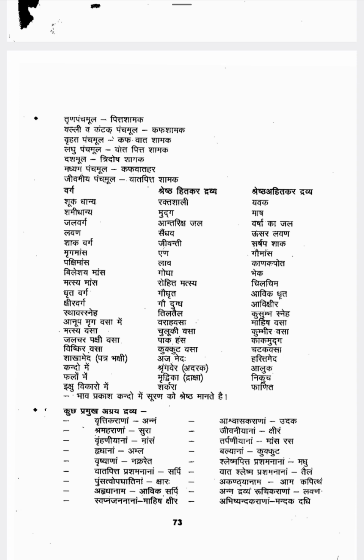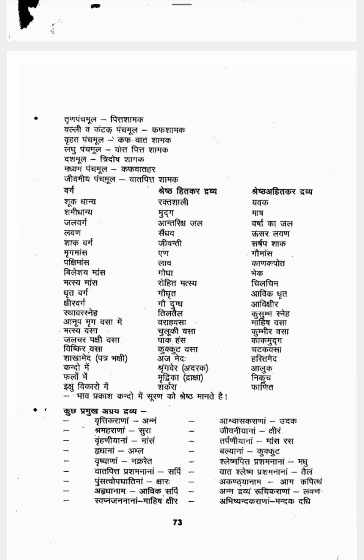Next one is Trina Panchamula, benefit is Pitta Shamaka. Valli Panchamula and Kantaka Panchamula, both are Kapha Shamaka. Brihat Panchamula is Kapha Vata Shamaka. Laghu Panchamula is Vata Pitta Shamaka. Dashamula is Tridosha Shamaka. Madhyama Panchamula is Kapha Vata Hara. Jivaniya Panchamula is Vata Pitta Shamaka. So sometimes they can ask which doshas are reduced.